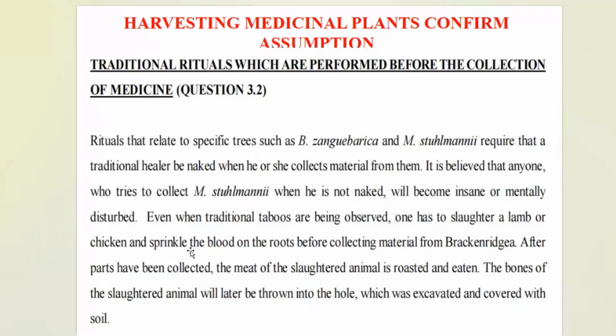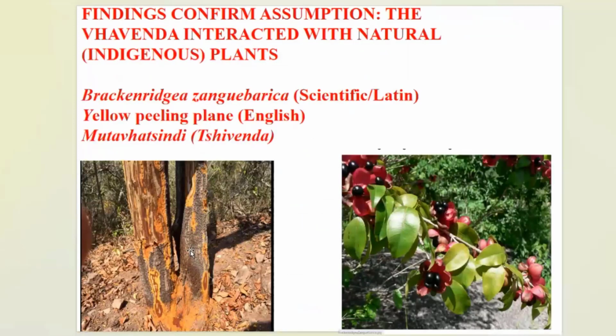So this is how I thought we could argue that the Bavenda indeed, as assumed earlier on, did interact with the natural environment from a long time ago. If we investigate this aspect with this assumption in mind, something will be revealed. The extent to which these people protect or don't protect the natural environment will be revealed. Here, when they sprinkle the blood, it is a show of respect. When they become naked, it means they also respect. And if they don't do that, they know that they will become insane or be disturbed mentally.